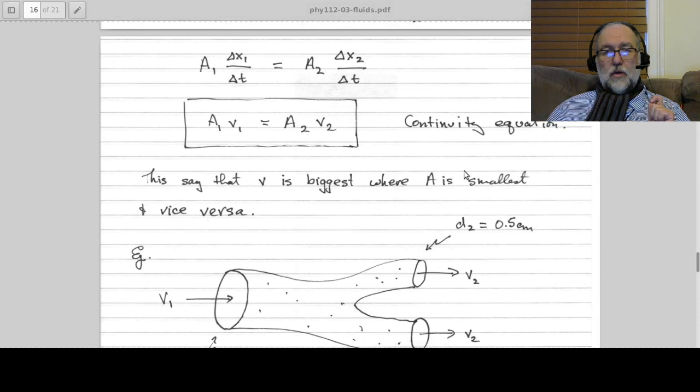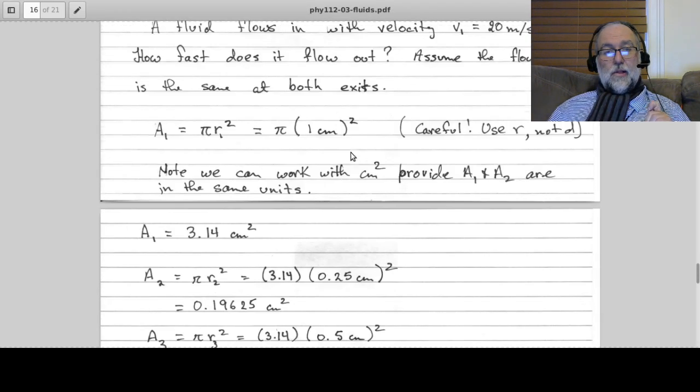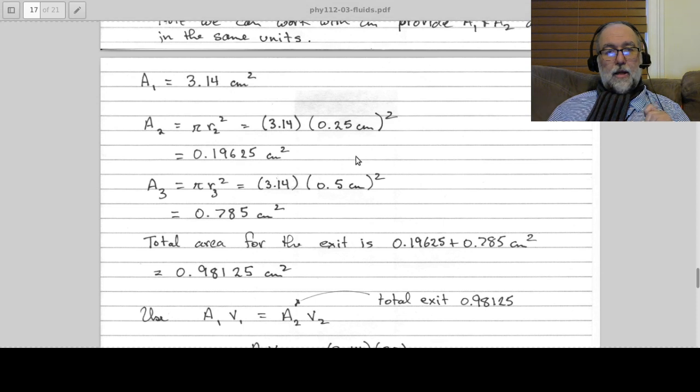scroll down a bit more. Okay, so you see over here, D2 is 0.5 centimeters. So R2 is going to be 0.25, half of that. Okay, so over here, 0.25 centimeters squared. And if you just work this out, that's going to be 0.19625 centimeters squared. A3 had a diameter of 1 centimeter, so half of that is 0.5 centimeters, and work that out, it turns out to be 0.785 centimeters squared, okay?